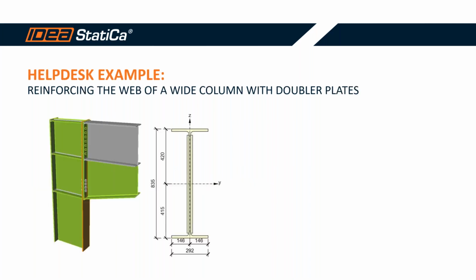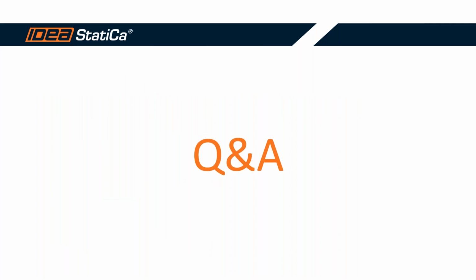The second part is about the HelpDesk example. That means a support request that we've had from one of our customers, and we think that it is interesting to share with you. Today we have an example where we will show you how you can reinforce the web of a wide column with doubler plates without affecting the length of the column. In the last part, if we have some time and if there are any questions, we will have a quick Q&A session.